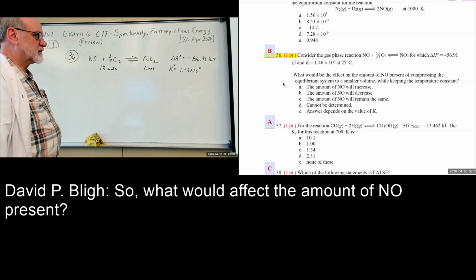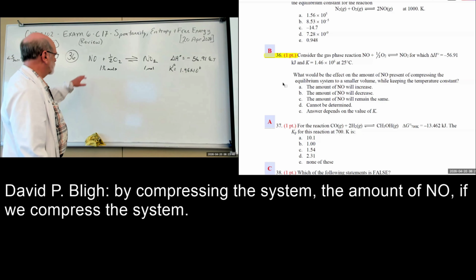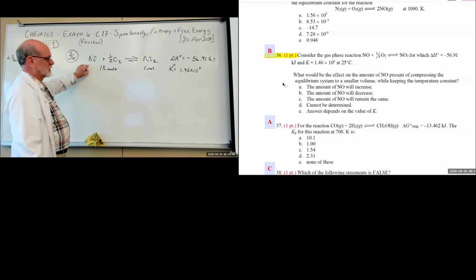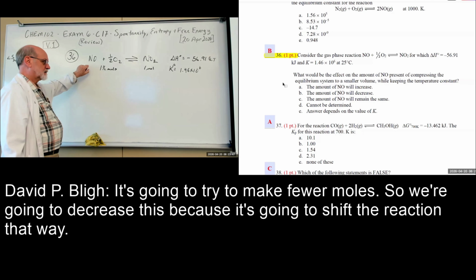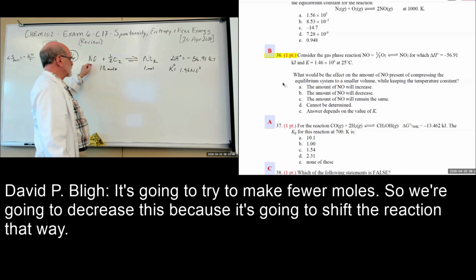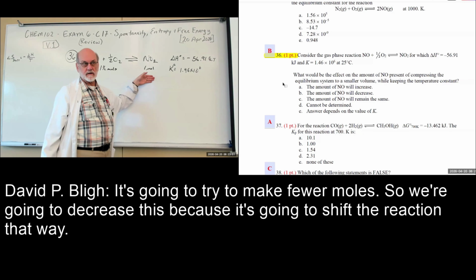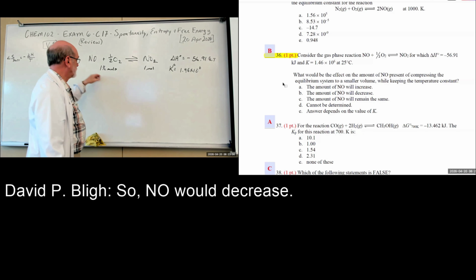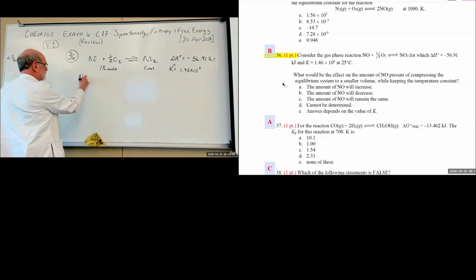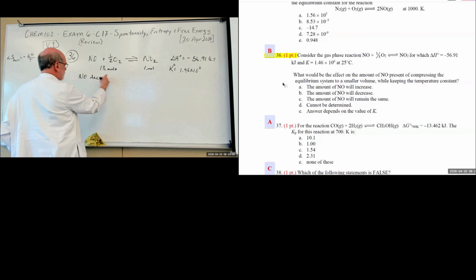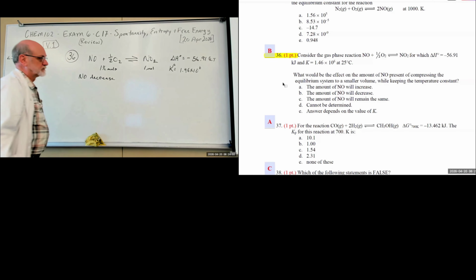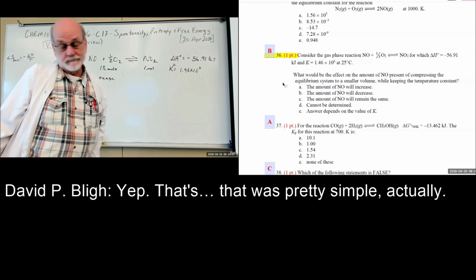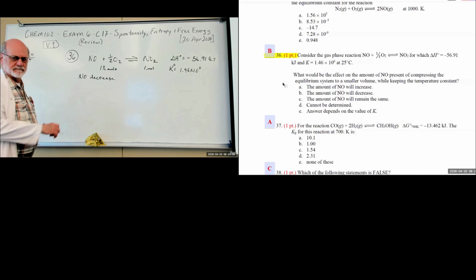Okay. So what would affect the amount of NO present by compressing the system? If we compress the system, it's going to try to make fewer moles. So we're going to decrease this because it's going to shift the reaction that way, trying to make fewer moles of gas. So NO would decrease by compressing the system. Yeah, that was pretty simple, actually.